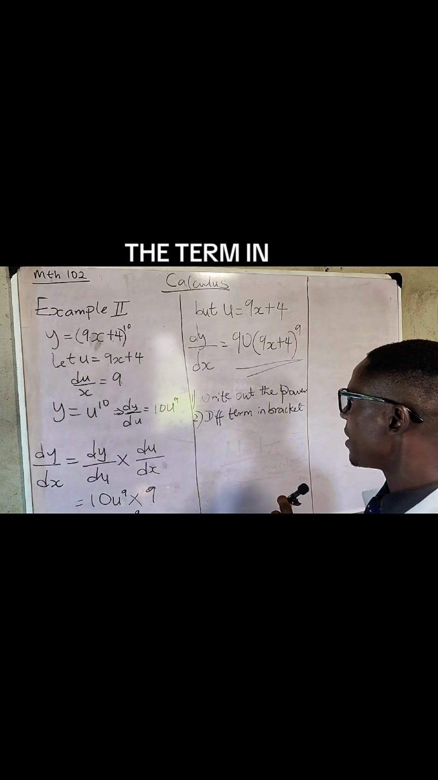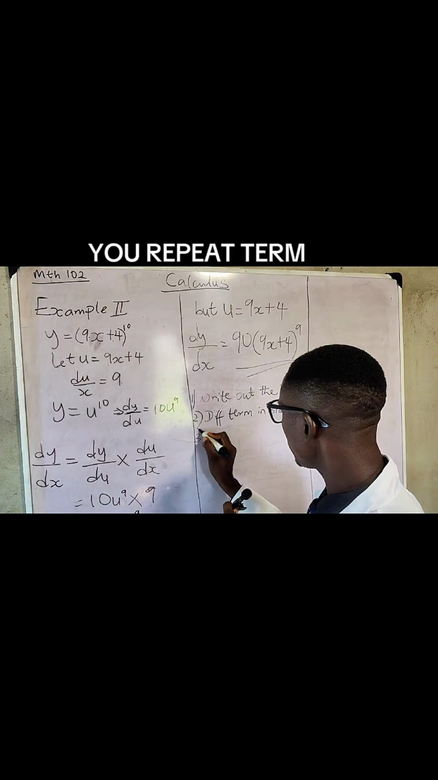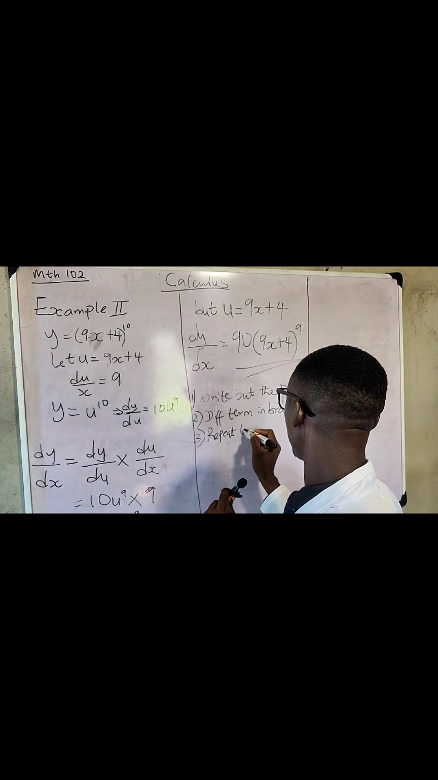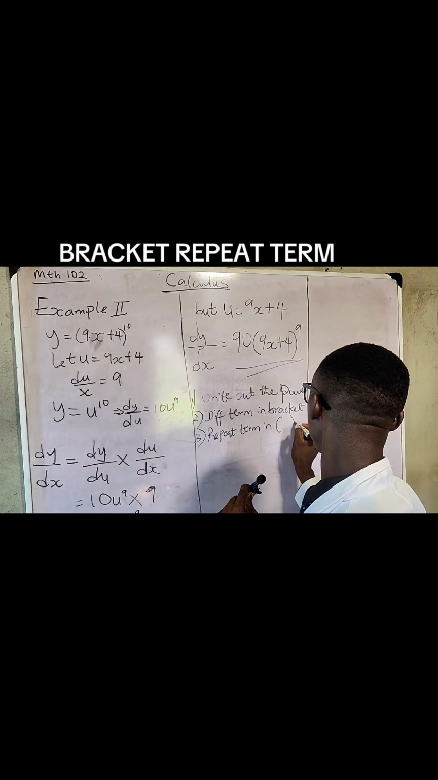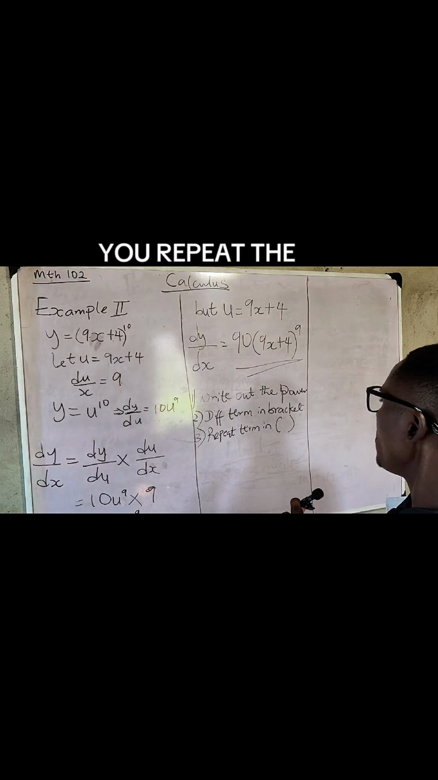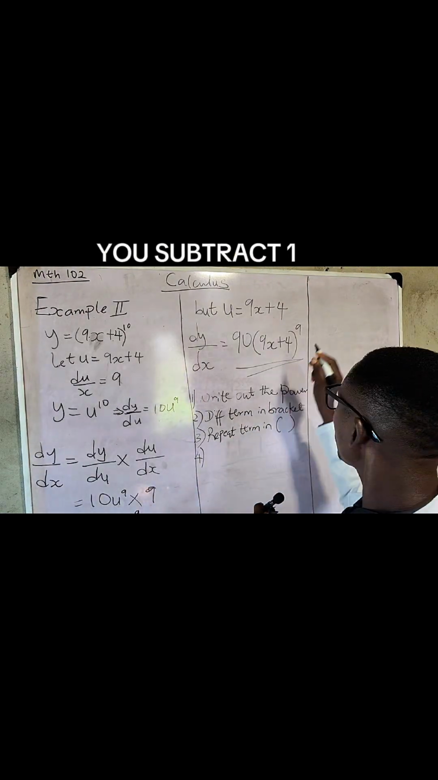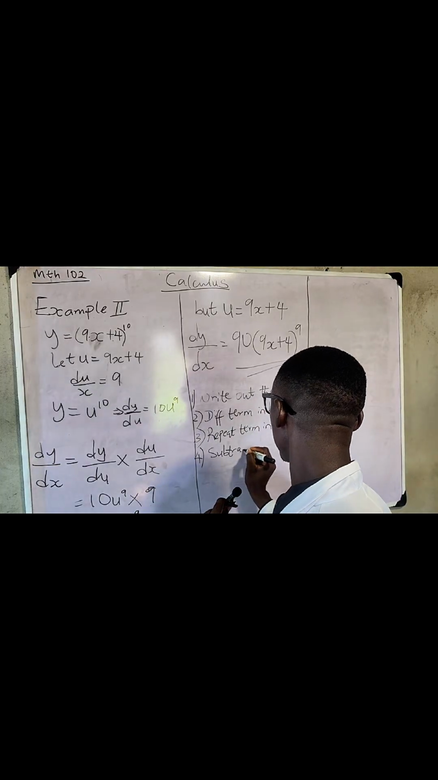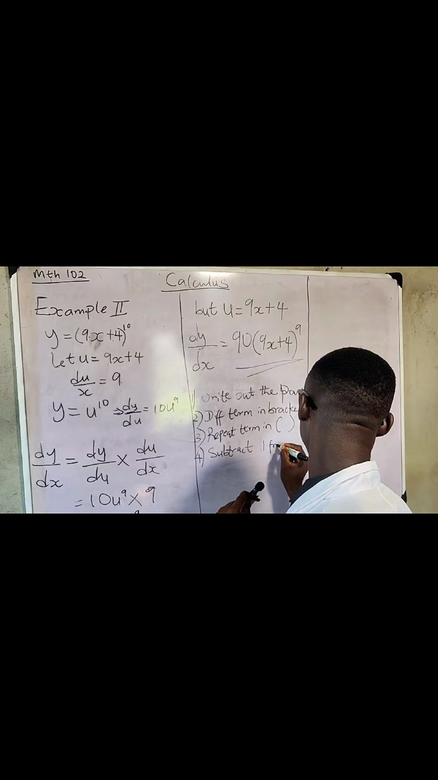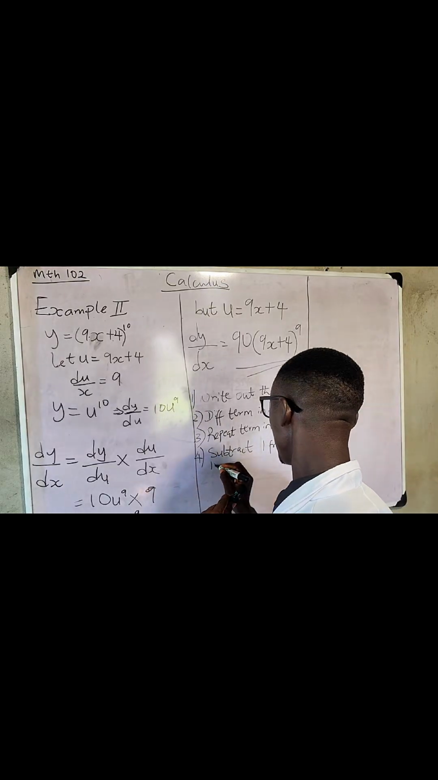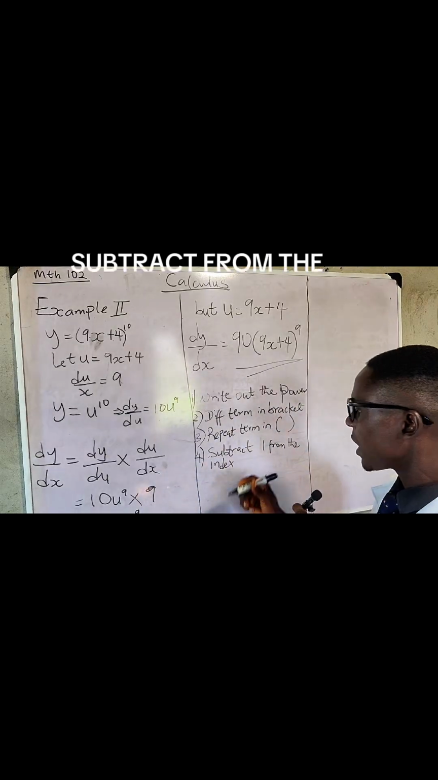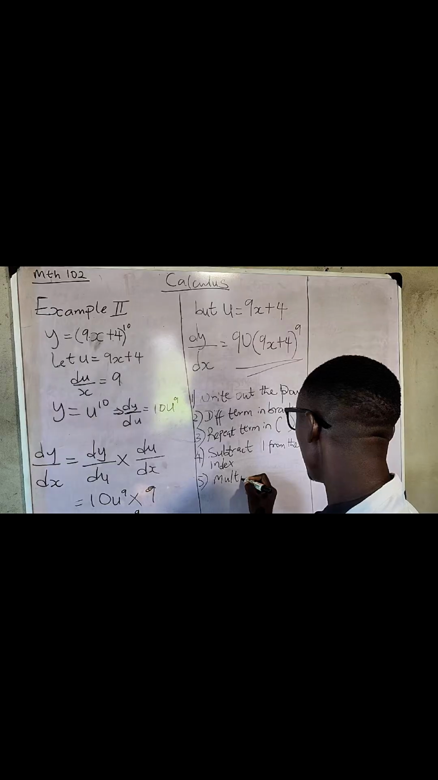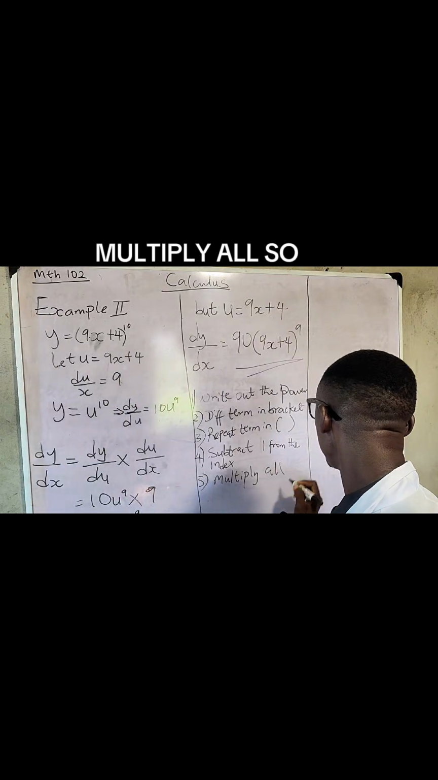When you differentiate the term in the bracket, then number three, you repeat the term in the bracket. Then number four, you subtract one from the power, or from the index. When you subtract one from the index, then lastly, you multiply everything. Multiply all.